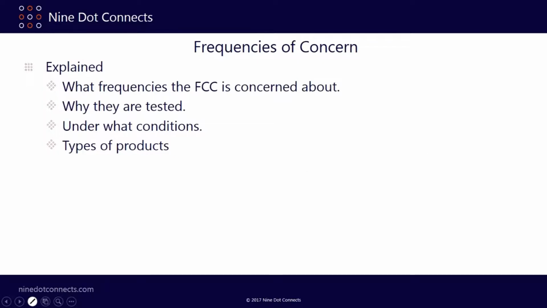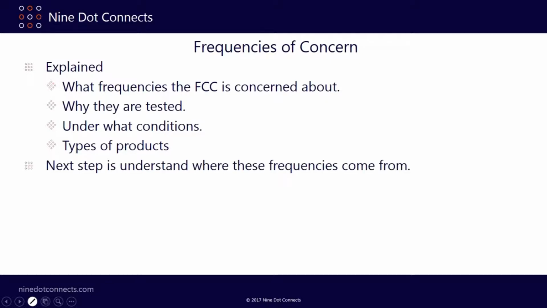Now, why did we go through all this? It's because I want you to understand the frequencies that the FCC is concerned about, specifically the band at 216 and up. I wanted you to understand why they're tested, under what conditions they're testing it, and then the type of products. The next step is to understand where these frequencies come from.